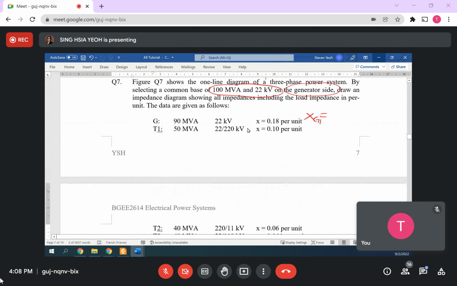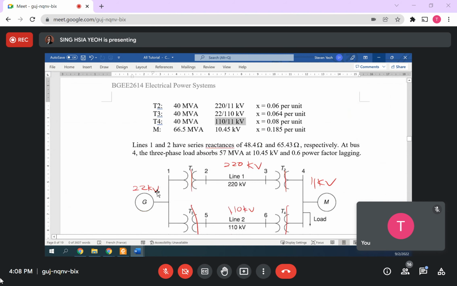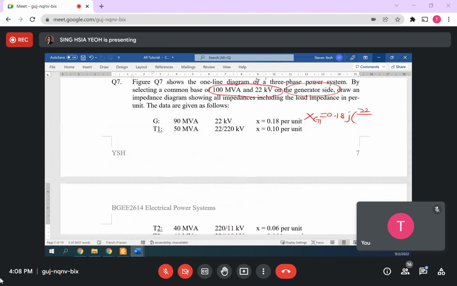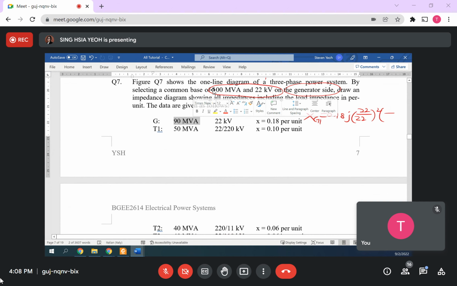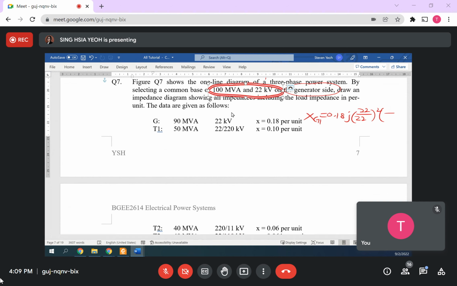So Xg1 is 0.18 j, then V old will be here 22. V new I think also the same, right? Generator is here, so also 22. V new 22. Power S new 100 MVA, S old here, new one here 100. Okay, 100 divided by 90. The rest you settle yourself.